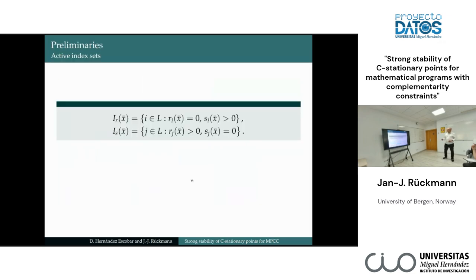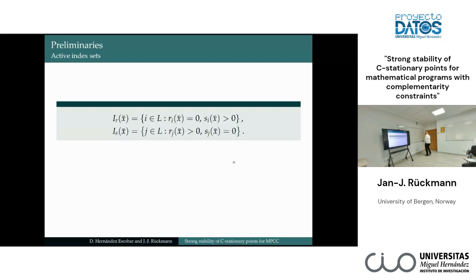Okay, so let's start with preliminaries. Now comes a little bit technical part. We will look at some index sets, but I have written them here, so you need not remember that in the following. What we are looking at is a situation when one of the functions in each pair is zero and the other is non-zero.